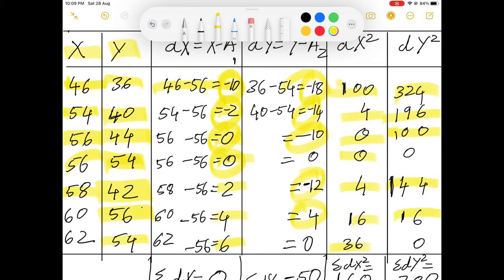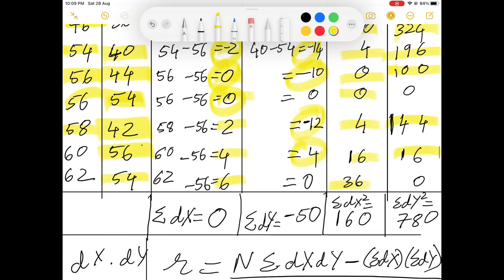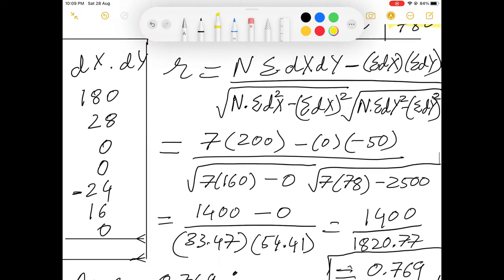Now we will use the values calculated here for calculating the summations. So sigma dx equal to 0, sigma dy equal to minus 50, sigma dx square is 160, and sigma dy square is 780. Now we will use these values in the formula below to calculate the coefficient of correlation using the assumed mean method. Now if you see this formula, it is very similar to our previous formula.